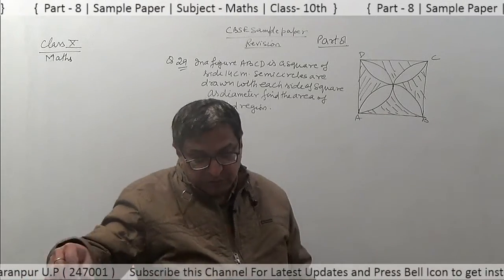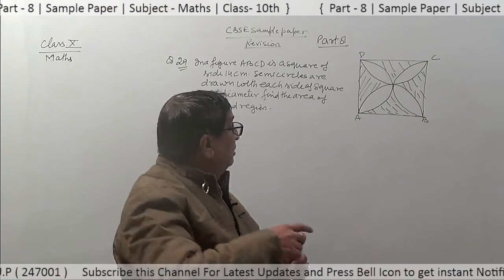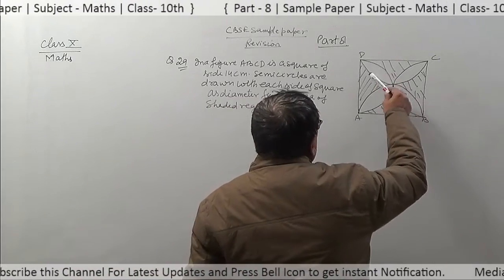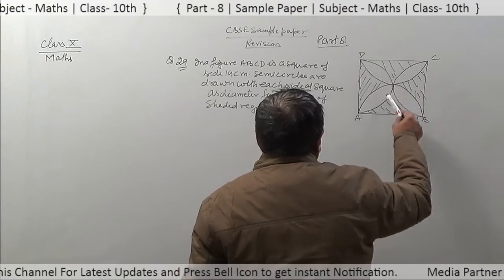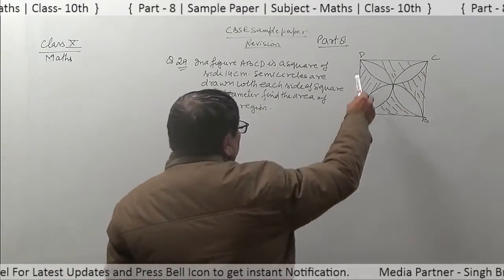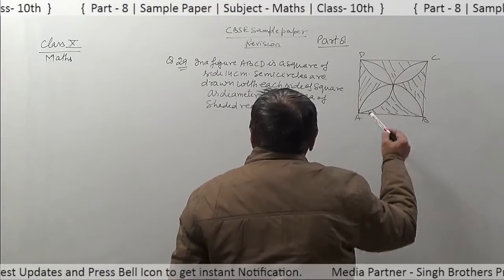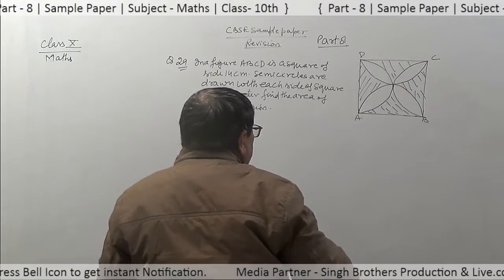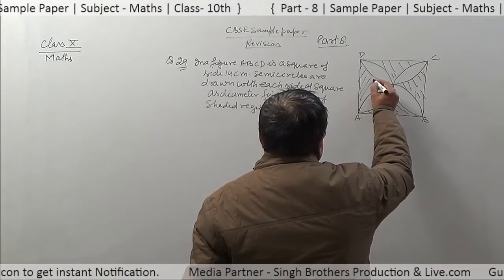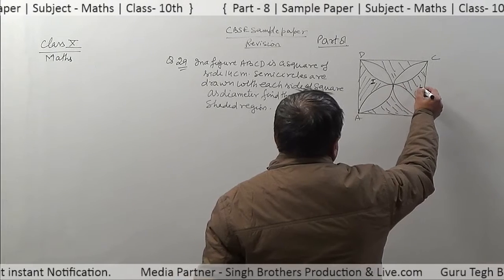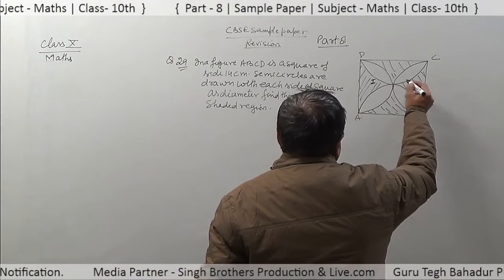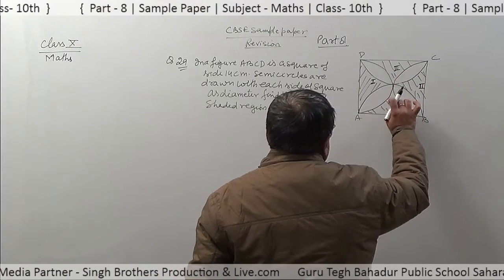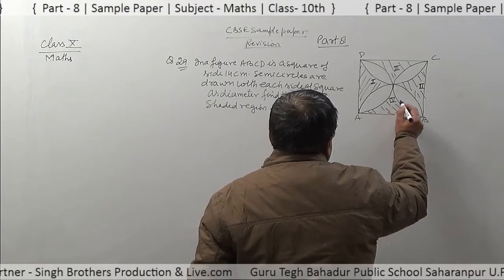ABCD is a square of side 14 centimeter. Semicircles are drawn with each side of the square. Find the area of shaded region. Now see, this is the first and this is the second. This is the third and this is the fourth part.